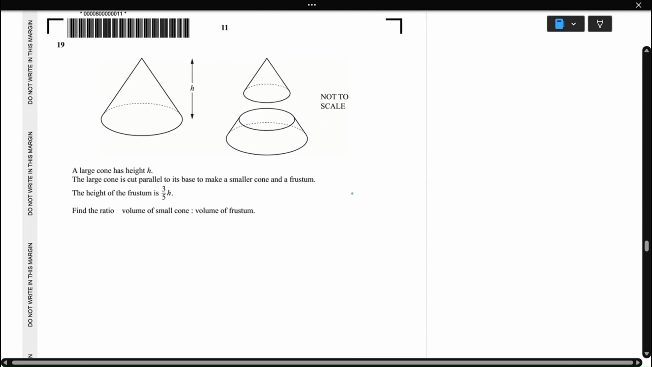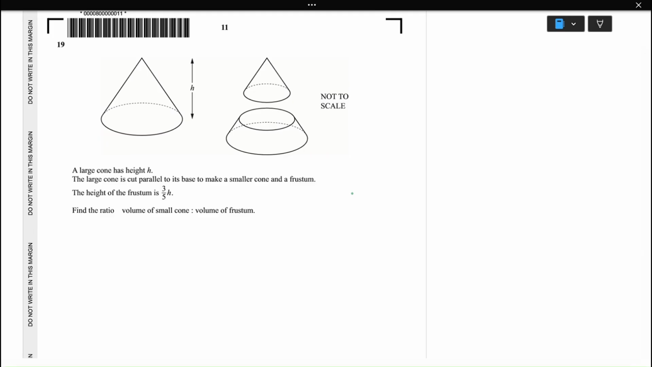Question 19. Here a large cone has height h. The large cone is cut parallel to its base to make a smaller cone and a frustum. The two flat sides are the top and bottom of the frustum. The height of the frustum is 3 over 5 h. Find the ratio of the volume of the small cone to the frustum. So we need to find the ratio of these two things.